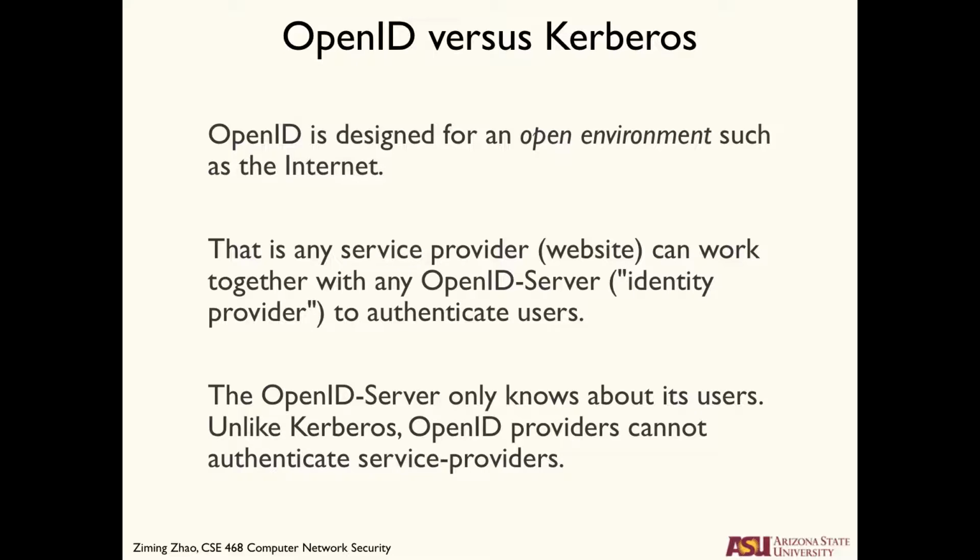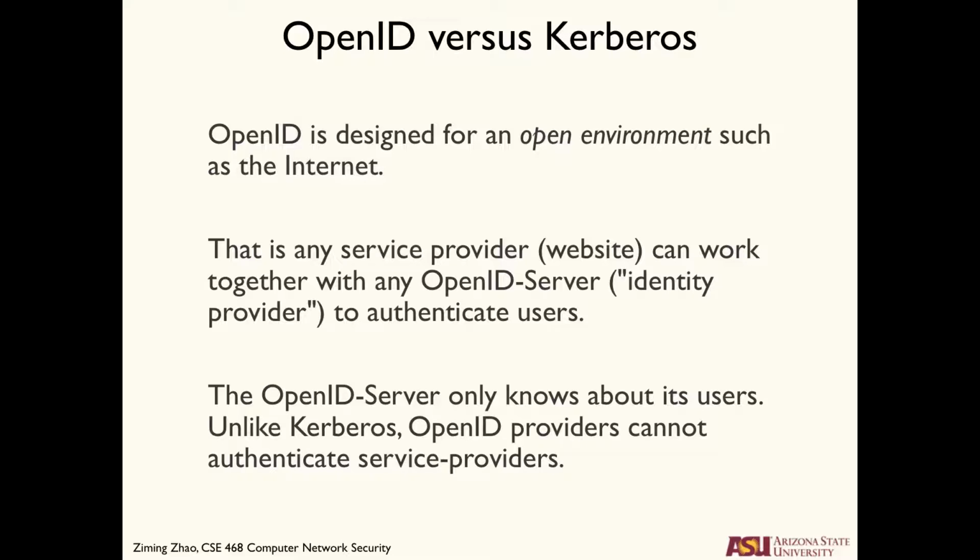So the OpenID servers, the identity providers, only know about the users. But in Kerberos, the trusted third party knows about the users and all the services. So whenever you have a new service, you have to register with the Kerberos trusted third party, and the Kerberos trusted third party has to share a secret key with the service. But in OpenID, you don't have to do that. So basically, OpenID can only authenticate users, but not services.